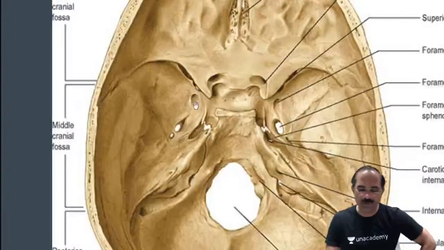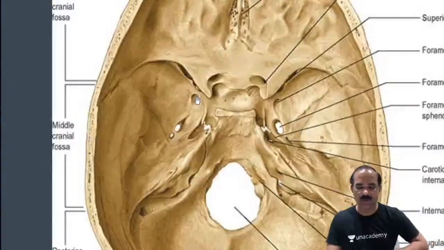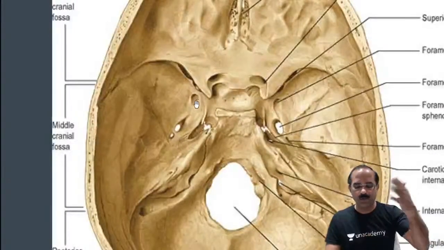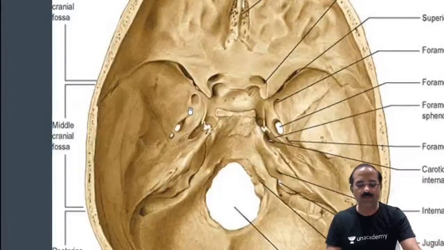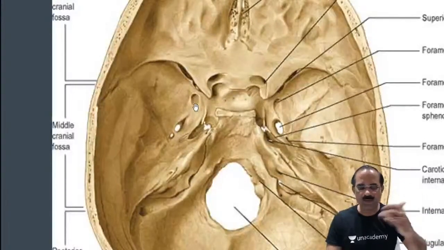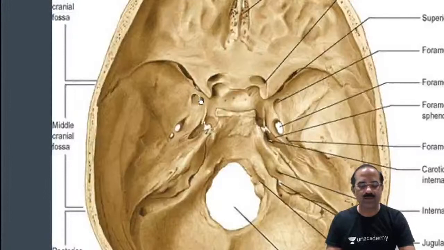That was superior orbital fissure. What is this foramen? Anyone? Very good. What is this foramen? Come on, students. Exams are close. What is this foramen?